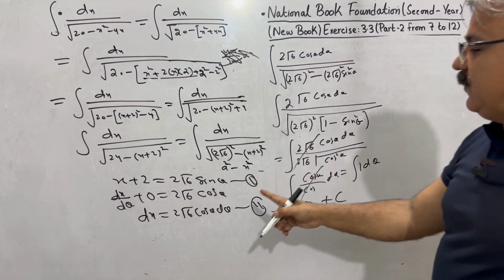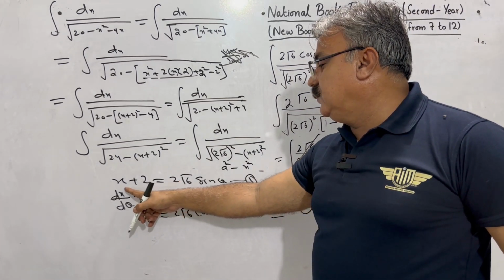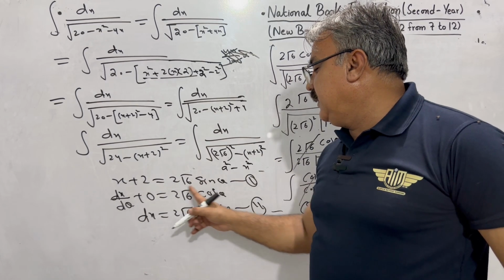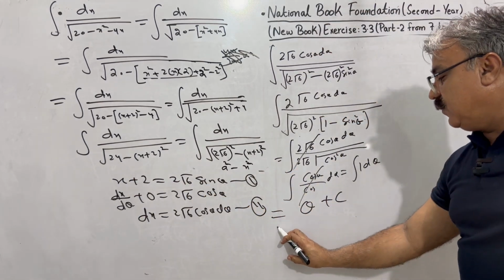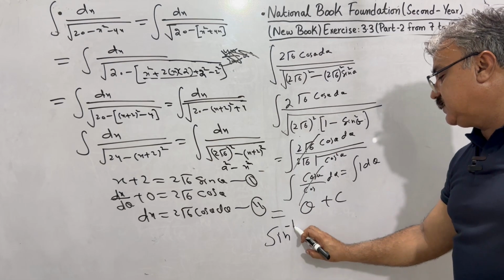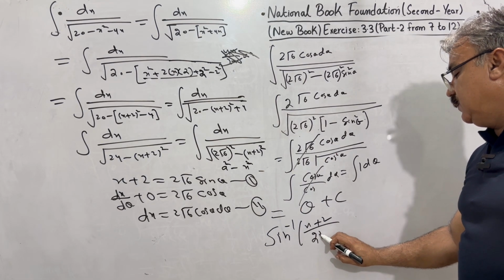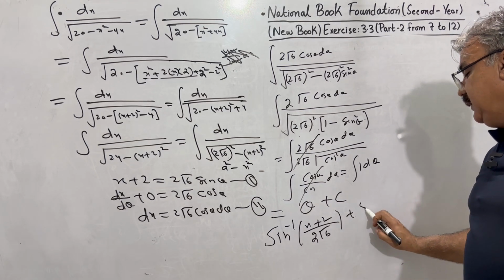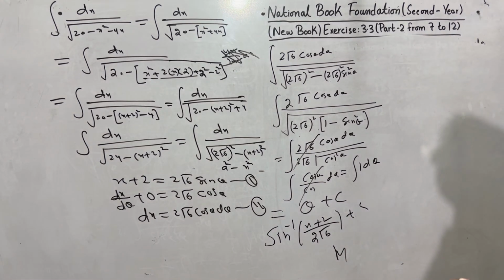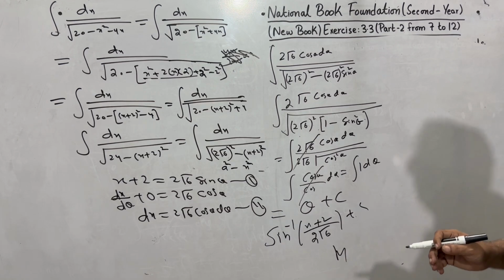Manage the value of theta from here. Shift 2 times root 6 to the denominator, taking sine inverse both sides. We have sine inverse of x plus 2 divided by 2 root 6 plus c. That's our answer in that case.